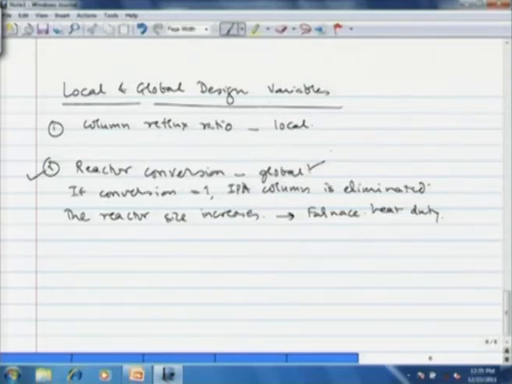Now, what is the optimum conversion? Reactor conversion is thus a global variable. How can we obtain the optimum value of reactor conversion? Because there is a trade-off.